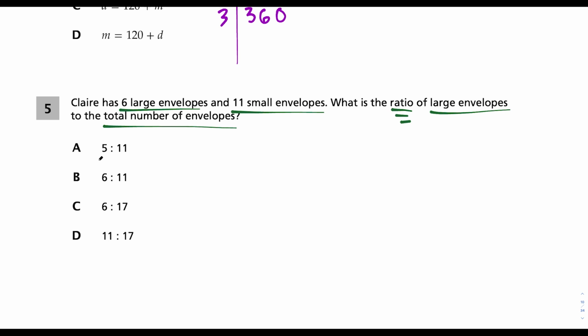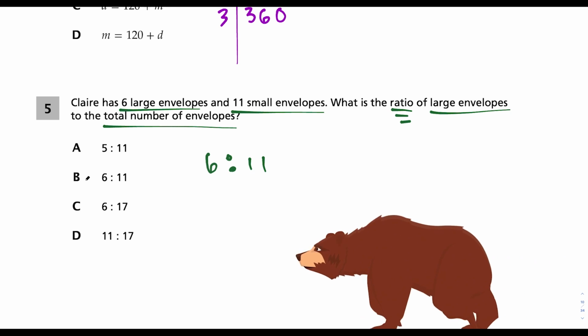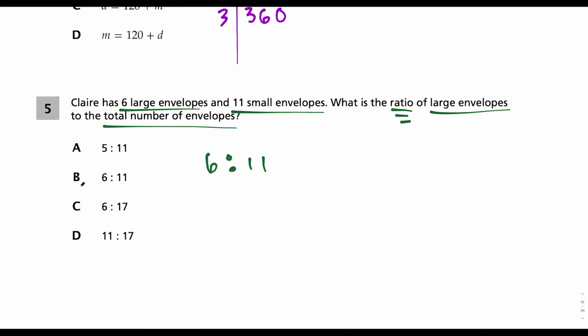So for this one here, if you go very, very fast, you might just say, oh, the ratio is going to be 6 to 11. So choice B. But no, be careful. This is a very dangerous bear trap, okay? We are not going with this answer choice because 6 represents the number of large envelopes and 11 represents the number of small envelopes. So this would be the ratio of large to small, not large to total.